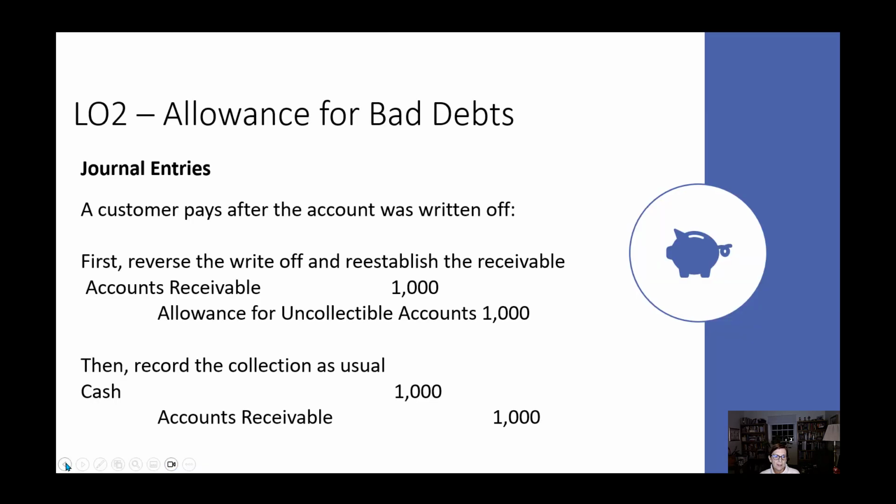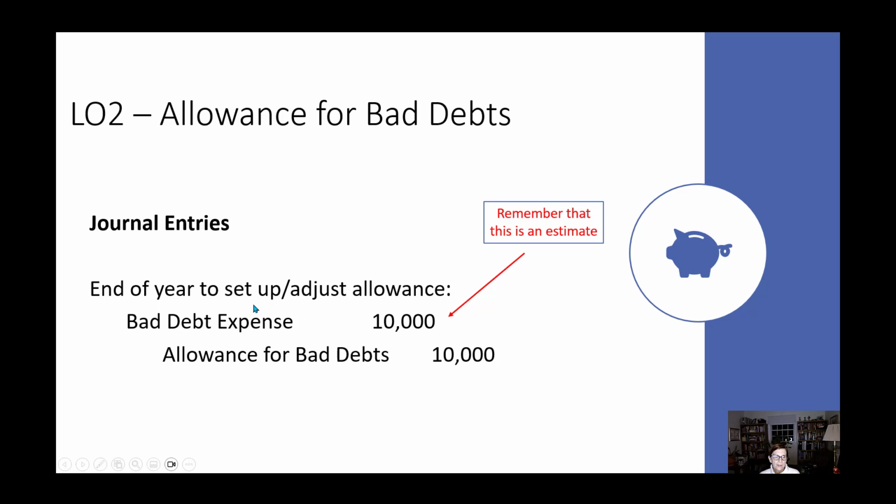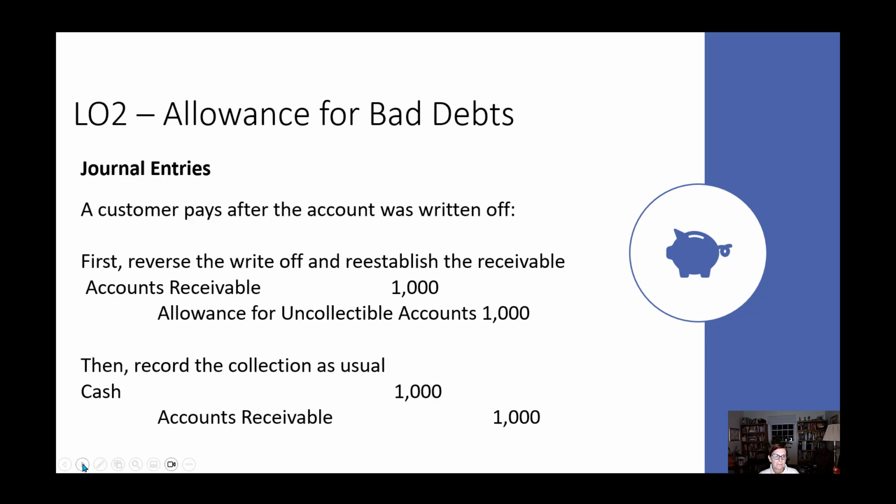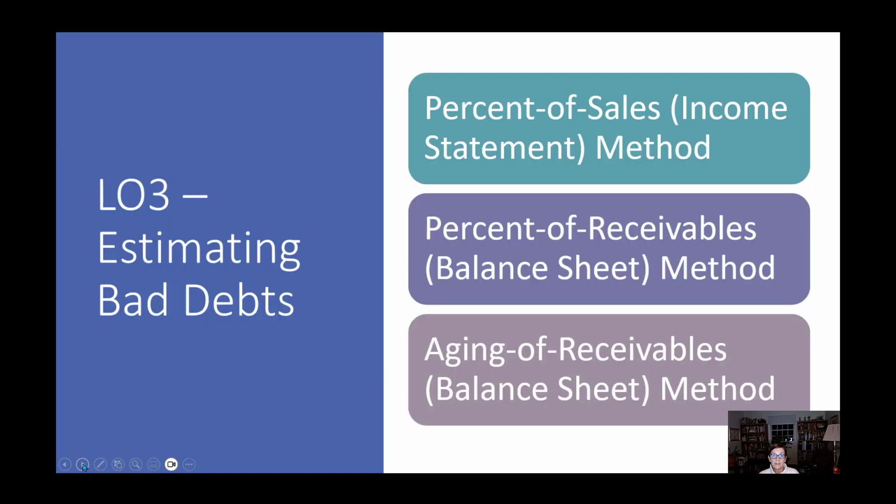So by way of reminder, let me go back a second. This journal entry is an adjusting entry. If you remember from adjusting entries, every adjusting entry affects one income statement account and one balance sheet account. So here, our income statement account is bad debt expense, and our balance sheet account is allowance for bad debts. So the income statement method focuses on this part of the adjustment, the bad debt expense, whereas the balance sheet methods focus on the allowance. All right, so let's take a look at these methods.